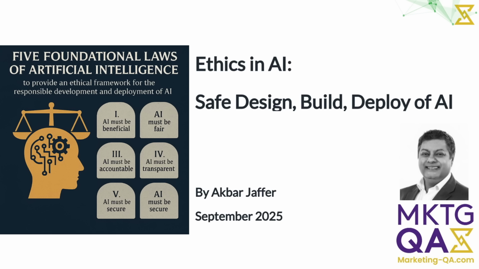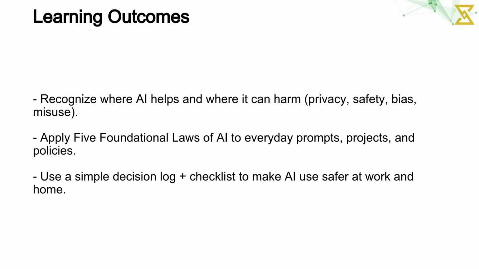Today we'll cut through hype and focus on how to design, build, deploy, and use AI systems and applications safely and ethically, and provide you with tools you can use immediately at home and work. By the end, you'll be able to learn the capabilities of AI and spot where AI helps versus harms and violates ethical laws. We will apply the 5 foundational laws to safeguard prompts, projects, and output, offering a framework for creating policies and governance. And lastly, I will provide a one-page checklist and a decision log template to make AI safer at work and at home. So let's get started.